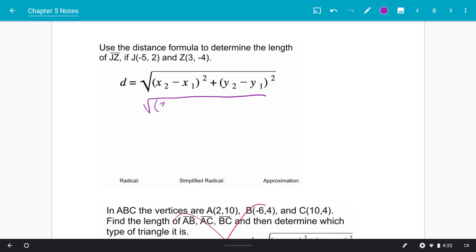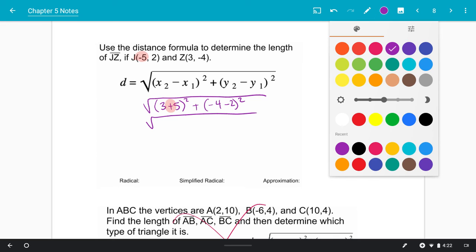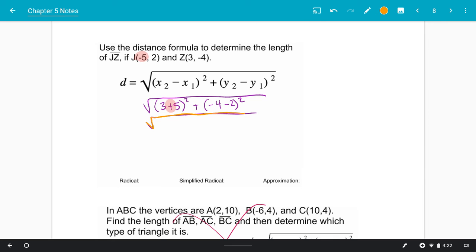So what I'm going to do is 3 plus 5 squared plus negative 4 minus 2 squared. Real quick note, this became plus 5 because it was minus a negative 5. Okay. I need to change the color and make this orange. So then we get 8 squared plus negative 6 squared. We got green. This is going to become 64 plus 36. Black is going to become square root 100. And then red, this is 10.